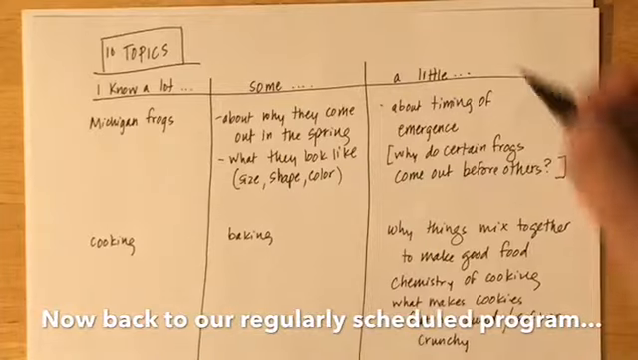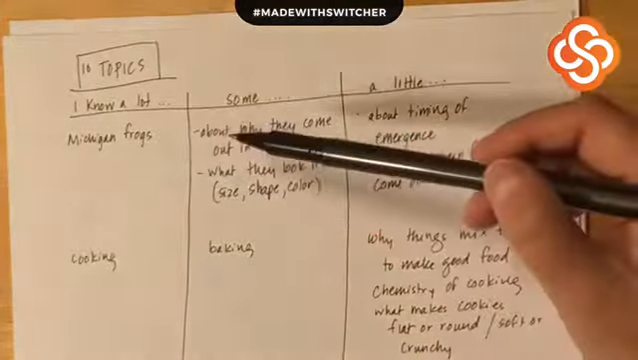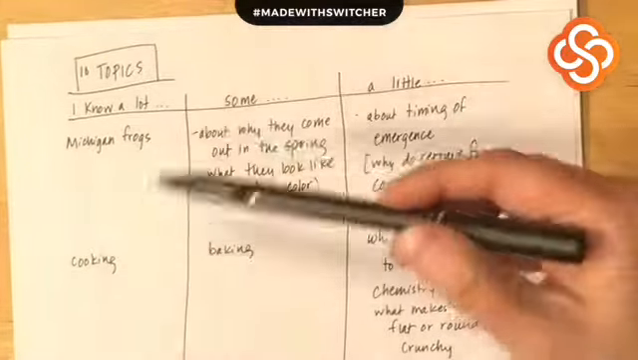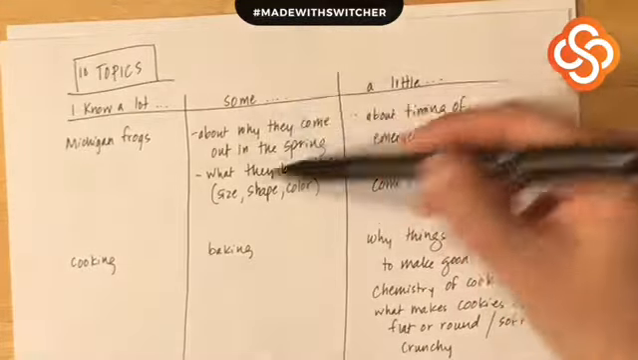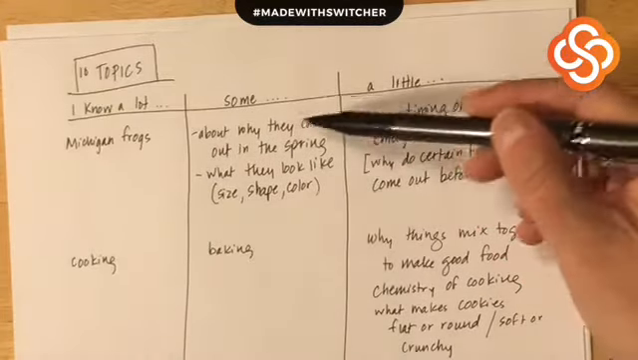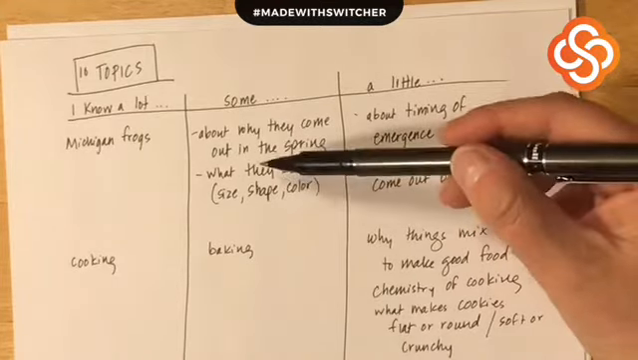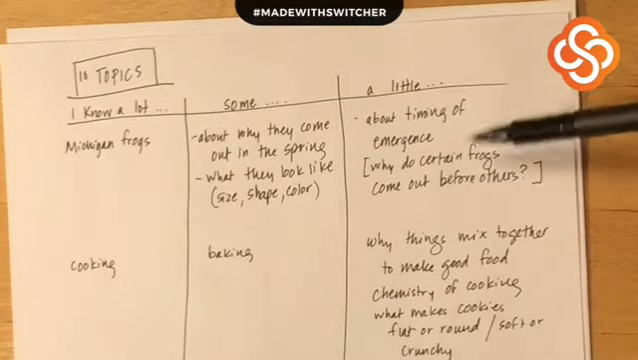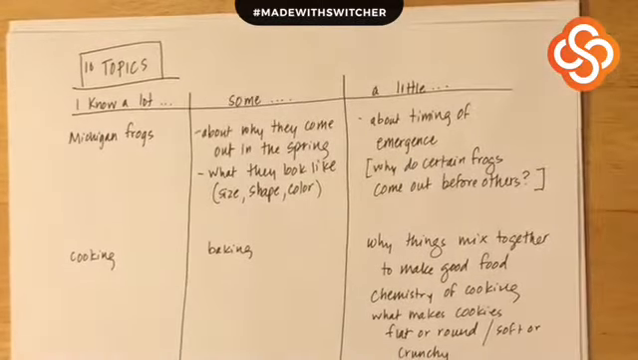So last week, we did some brainstorming of topics, and I started with Michigan frogs because I've been outside a lot and I've been hearing frogs calling and thinking about frogs a lot and which ones are coming out when. You'll notice again that I wrote some of the information that I know about. I know they come out in the spring, why they choose that time based on temperature, what they look like. I knew a little bit about the timing of the emergence and why certain frogs come out before others. These are questions that I was hoping to ask.